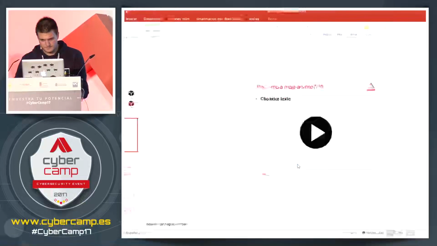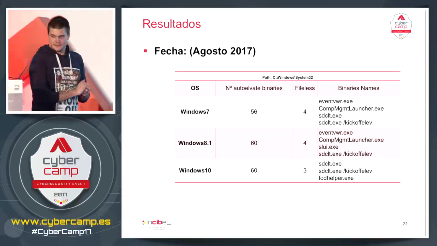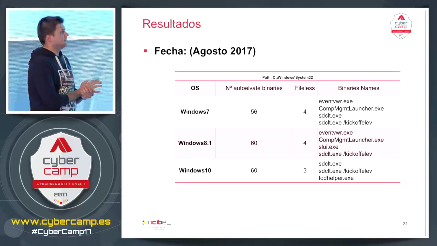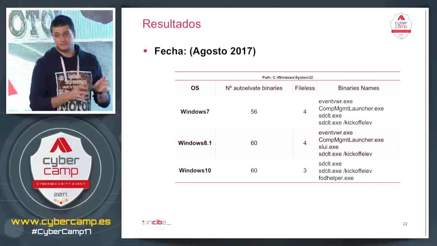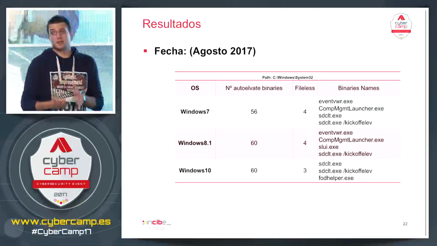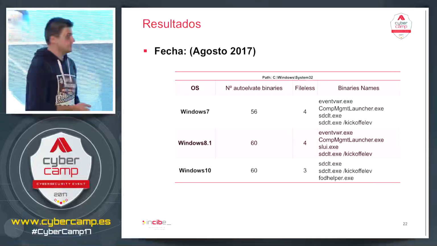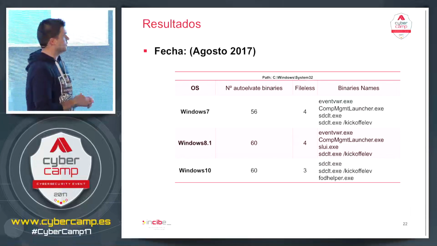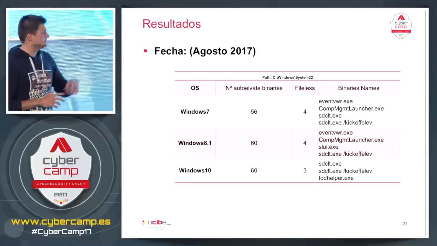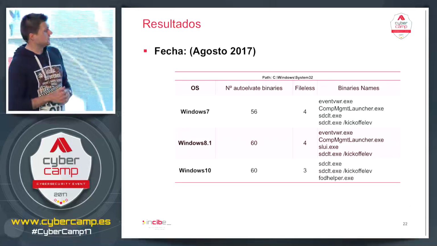And before we move any further, you are going to see the results. Here you have them on Windows 7, 8.1, and 10. Auto-elevate binaries are here. It varies according to the OS. And for example, fodhelper cannot be found on Windows 7 because it appeared on later versions, but this is the number of fileless files we found for 4 and 3.